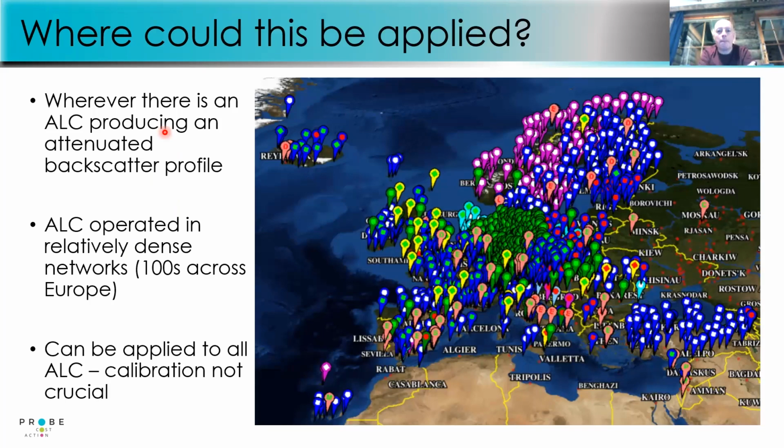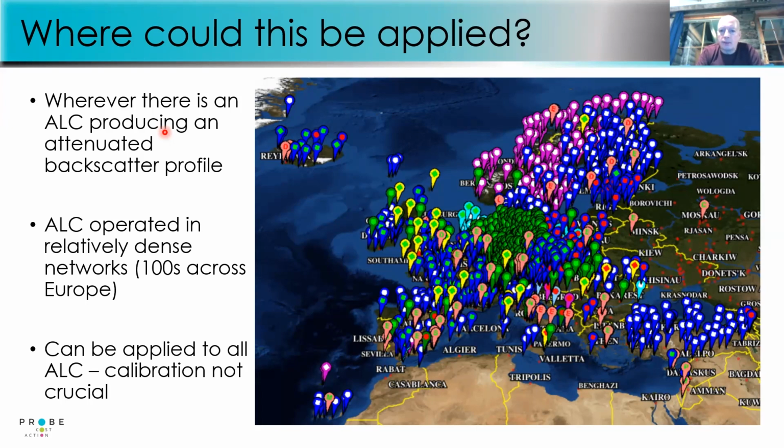Okay, so where could this be applied? Well, in principle, wherever there's an ALC that's producing attenuated backscatter profiles. So you can see that this is a few hundred, maybe about 400 or more across Europe. So we can apply this at any station. All we need is a ceilometer, and we need some output from a numerical weather prediction model. And the good thing is this can be applied to almost all ALCs, and calibration is not crucial for this. It doesn't have to be perfectly calibrated, because we're looking at strong signals, because the clouds provide a very strong signal. So that's what we're interested in here.